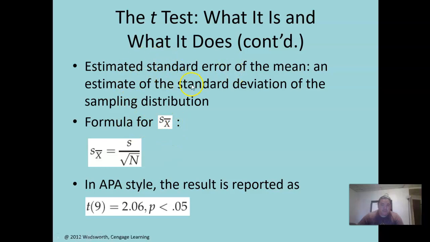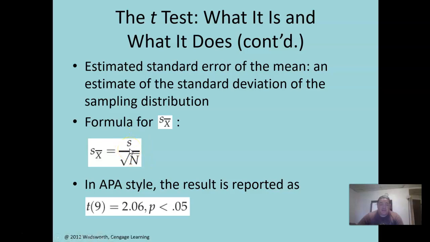Standard error of the mean, I mean. Estimated standard error of the mean, an estimate of the standard deviation of the sampling distribution. So it is the sampling standard deviation. So I was correct. I just said it in a different way. The formula for the standard deviation of the sampling distribution is s over the square root of n.